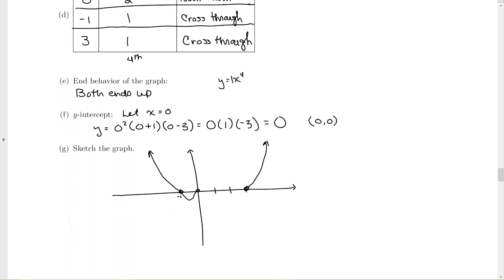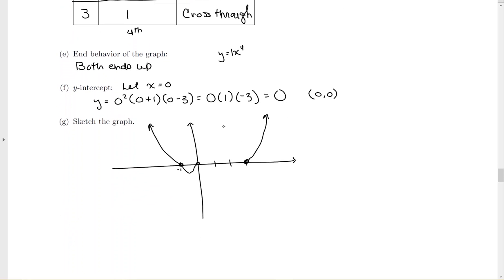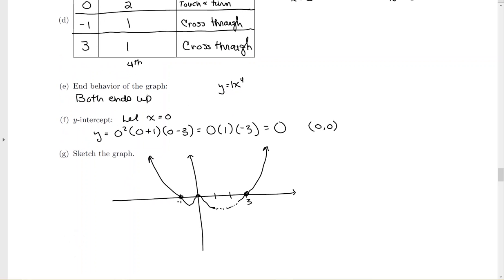And it's going to do a touch and turn. So it's not going to come up through here. It's going to touch it, turn around, come back down. Now, I don't know how low it's going to go, but eventually it's got to come back up and hit there, and it's going to cross through, like we said, at 3. So it's some weird W-shaped type thing. If you want a more exact answer, you'd have to plot more points, but we're just looking for a rough sketch, and this is good enough.